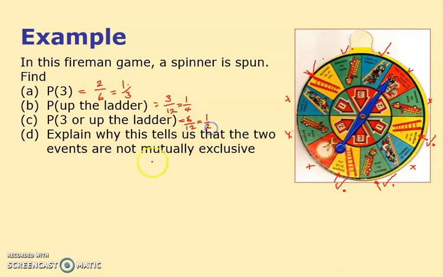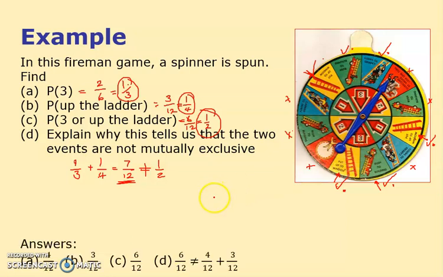And explain why this tells us the two events are not mutually exclusive. Well, I think it's because of this. If I was to add these two, a third plus a quarter, you may recall you make these into 12, so you can just type this into your calculator. You get 7/12, and that is not equal to the half I actually got. And it's because these are overlapping here. This section here is both 3 and yellow. And if you're not careful, you count it twice. So just be aware of that.